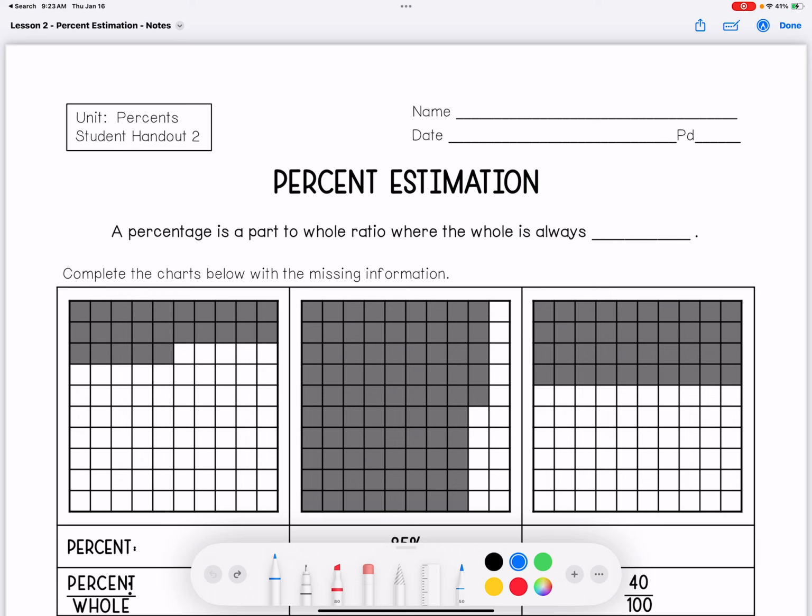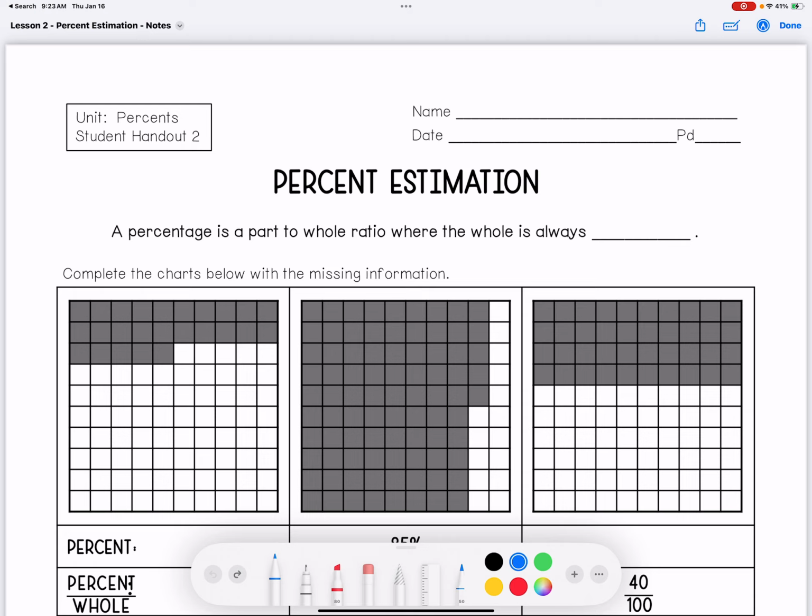Number 1, what social media platform is known for short, viral dance and lip sync videos? All right, here we go.